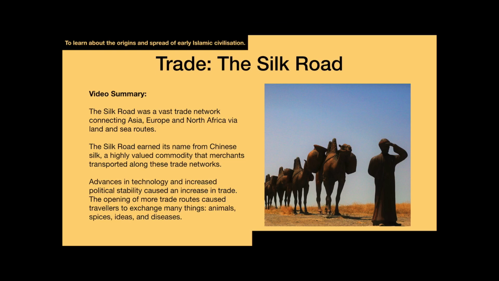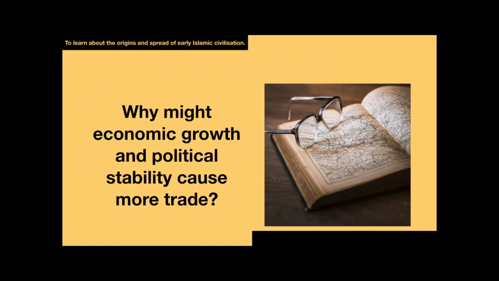So when I ask you to think about all the positives about the Silk Road, there's obviously lots with regards to trade and exchanging knowledge and goods, but also it was a way that disease did spread around parts of Europe and Asia because of these travellers going from town to town. So that's a negative. Have a think about this question. Why might economic and political growth and stability cause more trade?